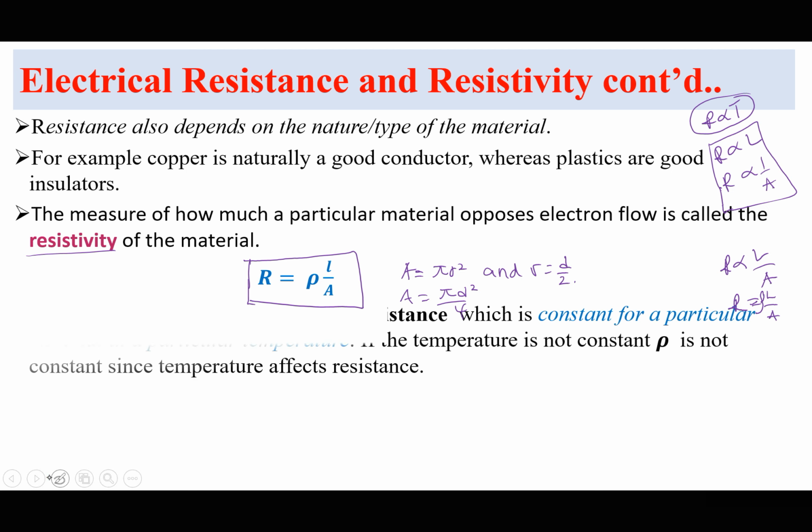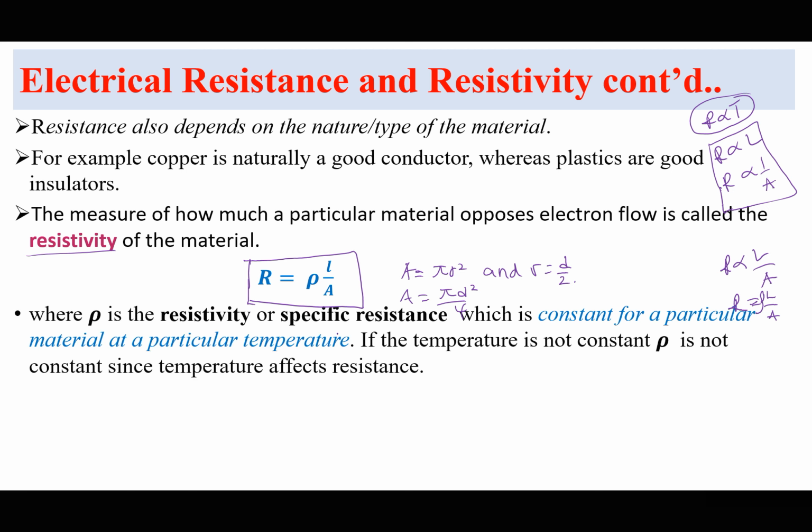So I'm saying rho is the resistivity, or the specific resistance, which is a constant for a particular material. As long as it's the same material, it is a constant for that particular material at a constant temperature. If the temperature is not constant, of course, rho is also not going to be constant. For example, a semiconductor has different resistivity at different temperatures. So at a constant temperature, the resistivity, or the specific resistance, is the same for the same material, even if it has different lengths or different cross-sectional areas.